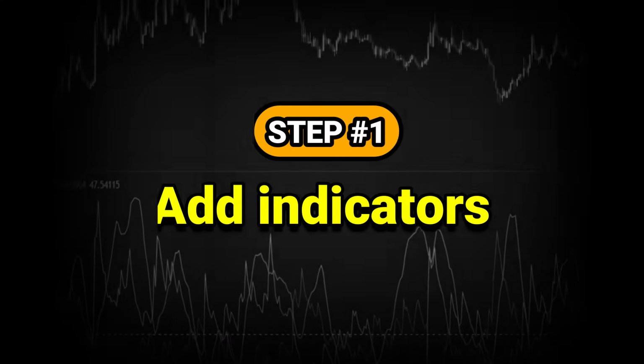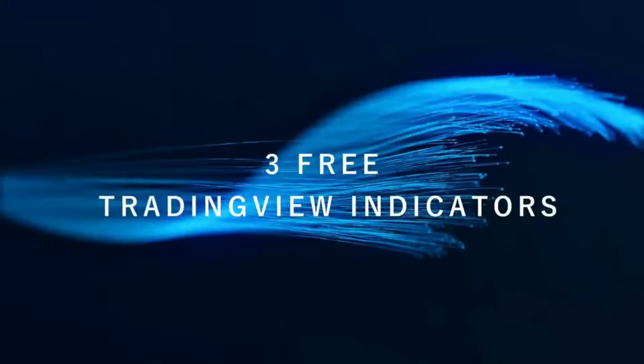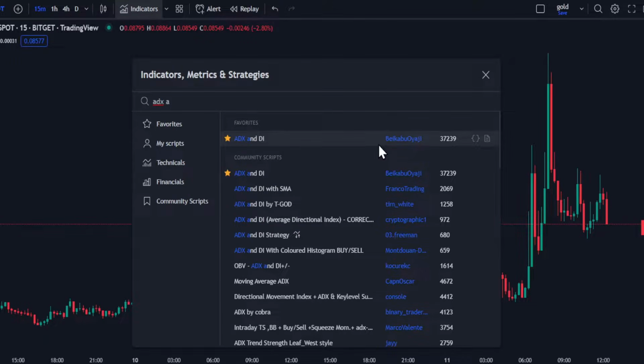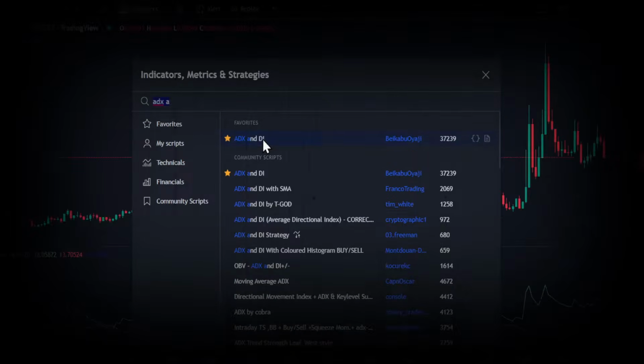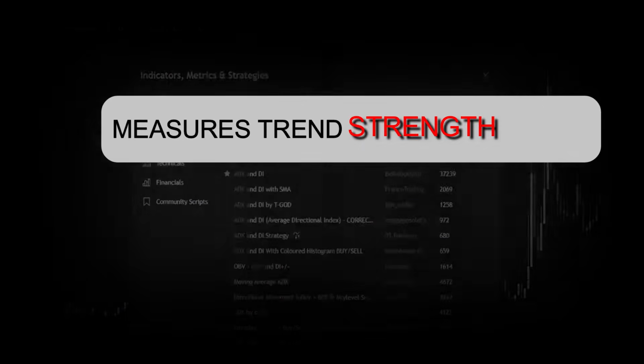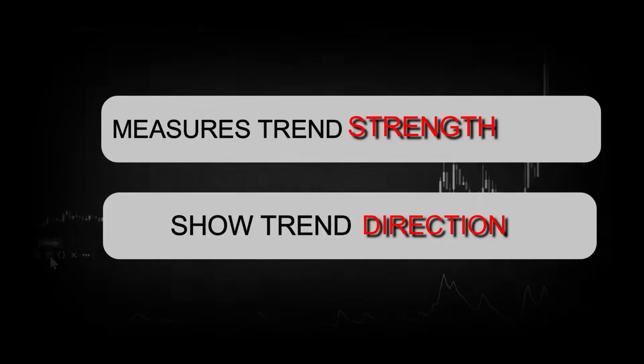Step 1 is to add indicators into our chart. I will be using 3 free TradingView indicators. The first indicator is ADX DI by Backtest. The name for this indicator is Average Directional Index and Directional Indicator. ADX is used to measure the strength of a trend and DI is to identify the actual direction.